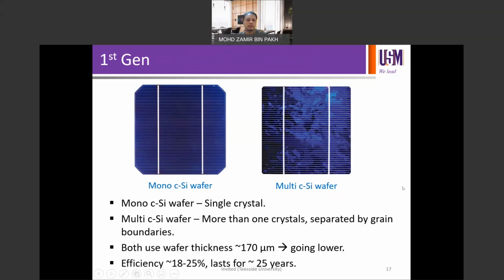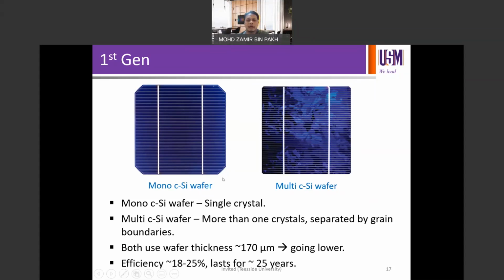So this is the first gen solar cell. First gen, as I said just now, is made of monocrystalline silicon solar cells and multicrystalline silicon solar cells. If you look at the monocrystalline silicon solar cell, you normally see a uniform color due to the presence of a single grain. You don't see any grain boundaries anywhere in the wafer. Typically, for industrially built solar cells, the width of this wafer is normally around 6 inch, 6 by 6.